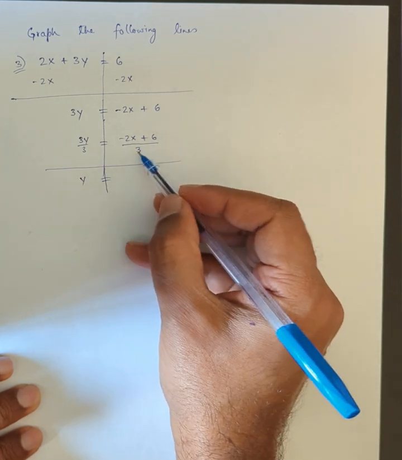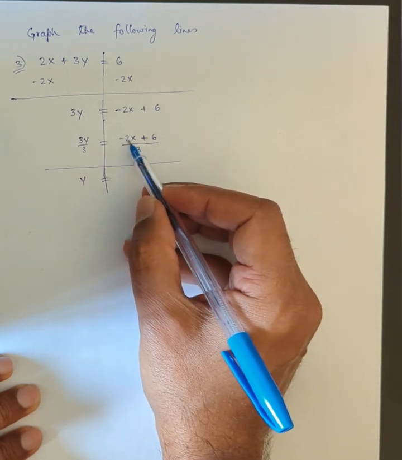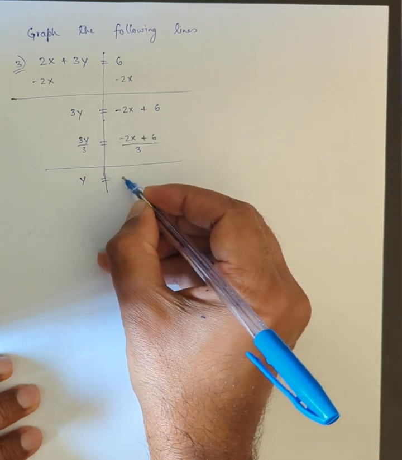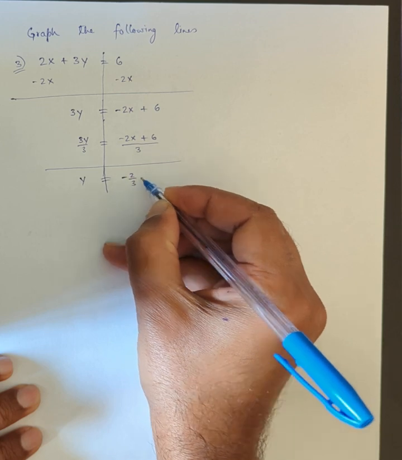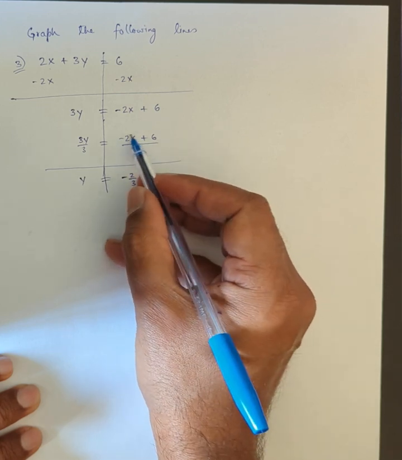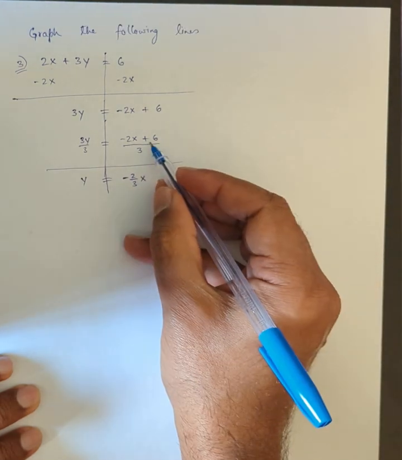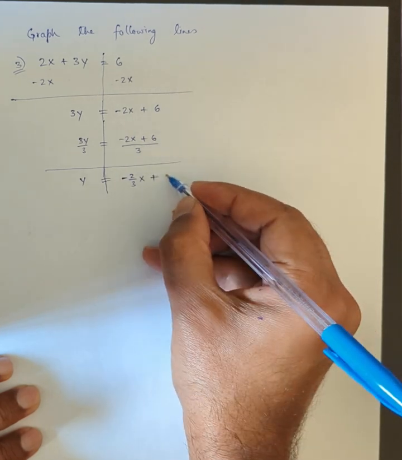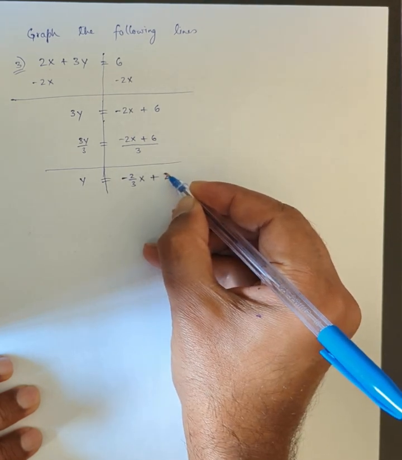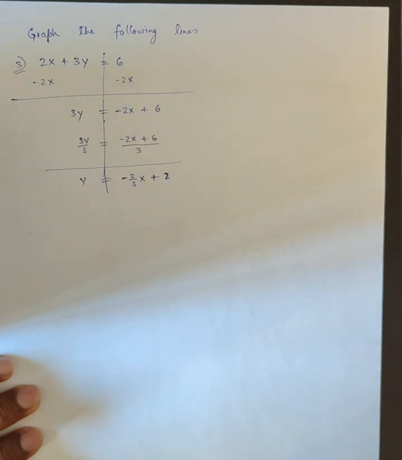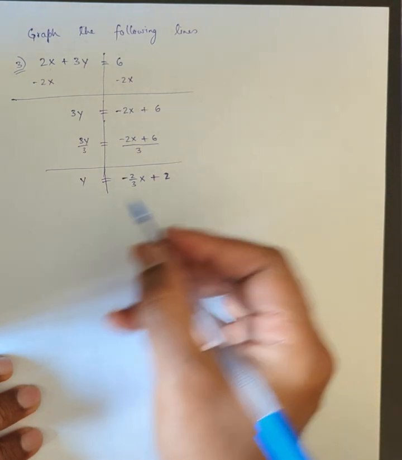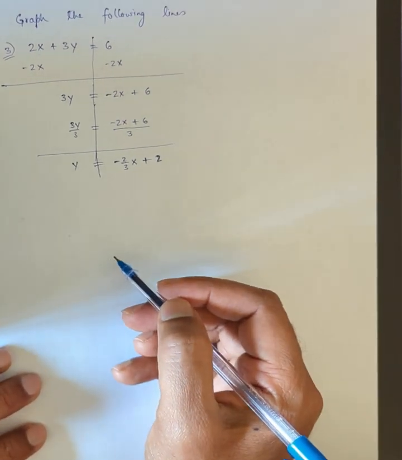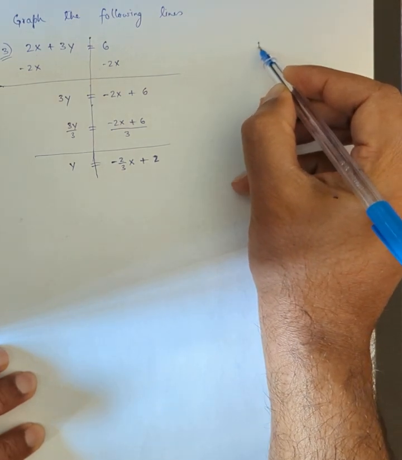And what happens on the right side? I have 2 terms in the numerator and I have to divide that by 3. So I can write this as negative 2/3 x. If I divide the first term by 3, that's what I get. Plus, I have to divide 6 by 3. 6 divided by 3 is 2. So this is my slope-intercept form. And once I have the slope-intercept form, I can draw the graph.